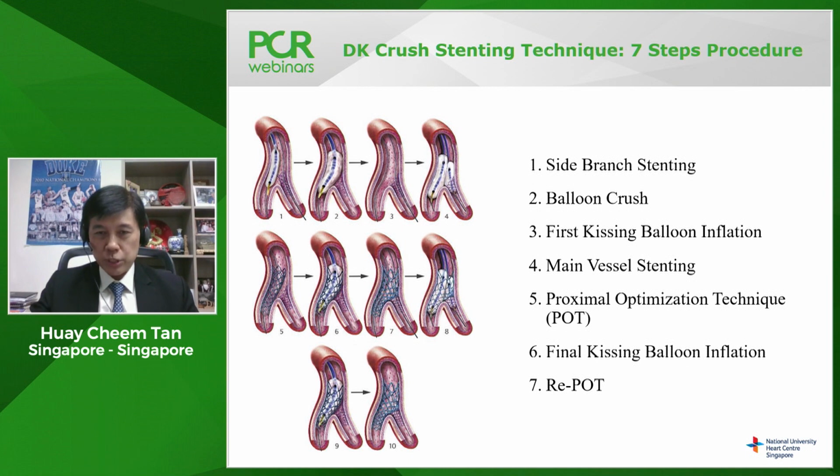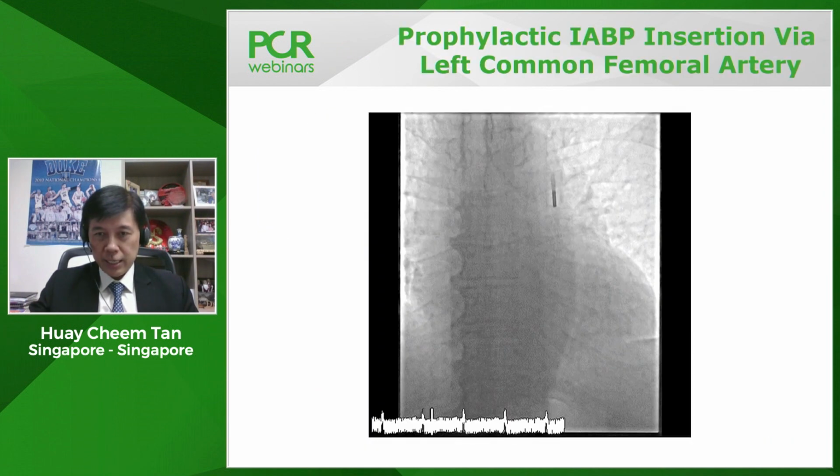Starting out with a side branch stenting, then you crush it with a balloon in the main vessel. Then you do your first kissing balloon inflation, followed by a main vessel stenting. Then you do a proximal optimization technique, POT, followed by a second final kissing balloon inflation, and followed by a re-POT. So a 7-step procedure in this technique.